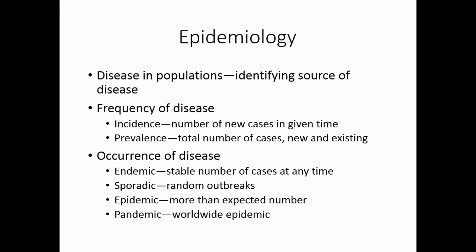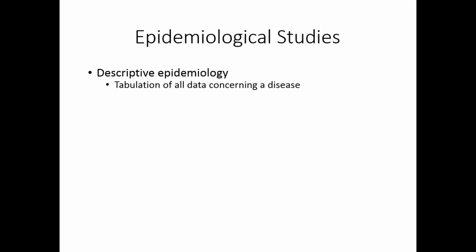AIDS is pandemic. There are different kinds of epidemiological studies that can be performed. One type is descriptive epidemiology. The researcher tabulates all of the data concerning a disease. Mostly they're trying to identify the index case, or what they sometimes call patient zero. Sometimes they can't do that because that individual may have gotten well and we can't track the disease back to them, but that's what they're trying to do, trying to find out everything they can about that disease.